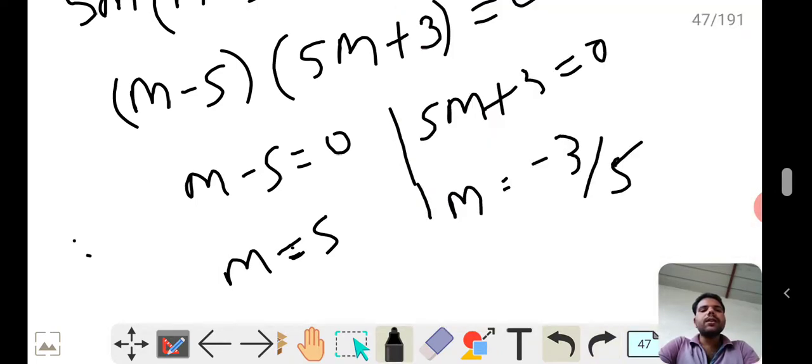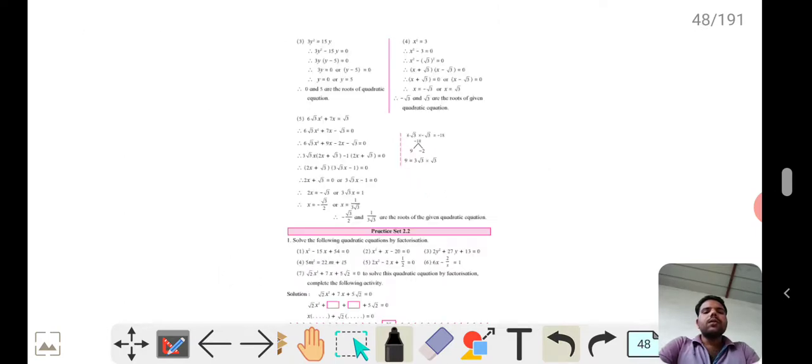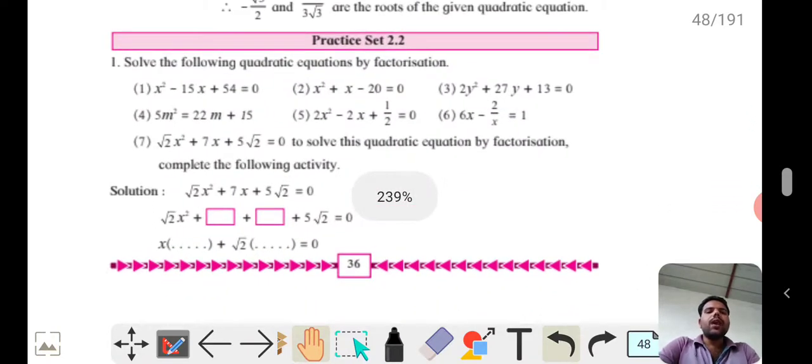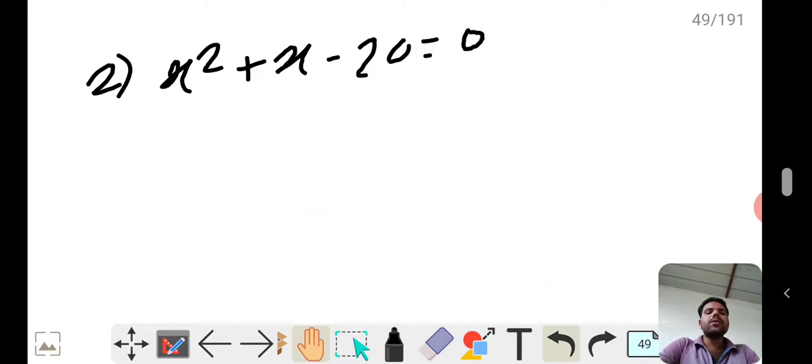So let's see some examples from practice set 2.2. Here we have some examples in practice set 2.2. Let's see example number 2, that is x square plus x minus 20 is equal to 0. So we have a quadratic equation in the form ax square plus bx plus c is equal to 0.